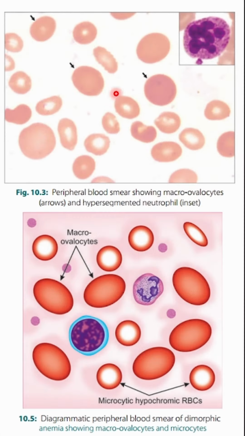Now let's talk about the peripheral blood pictures. As you can see in the peripheral blood picture, there are huge ovalocytes. The RBCs are huge and there are hypersegmented neutrophils. So the number of lobes in the neutrophils is more than 5, 6 or 7.